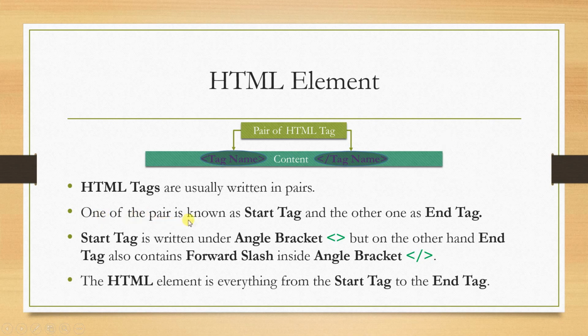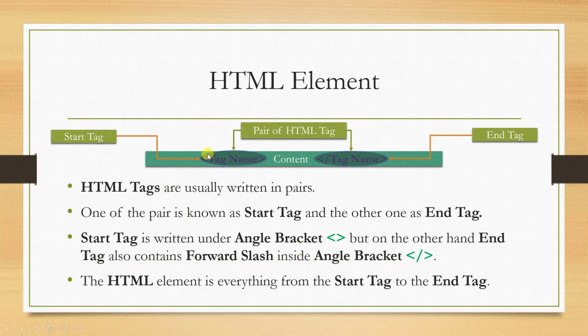So one of the pair is known as start tag, and the other one as end tag. And the tag present at the end of the HTML element is known as end tag. Again, I'm telling you guys, the first one which is present at the start of HTML element is known as start tag, and the other one which is always present at the end of the HTML element is known as end tag. Okay, start tag is written under the angle bracket, but on the other hand end tag also contains / inside angle bracket.